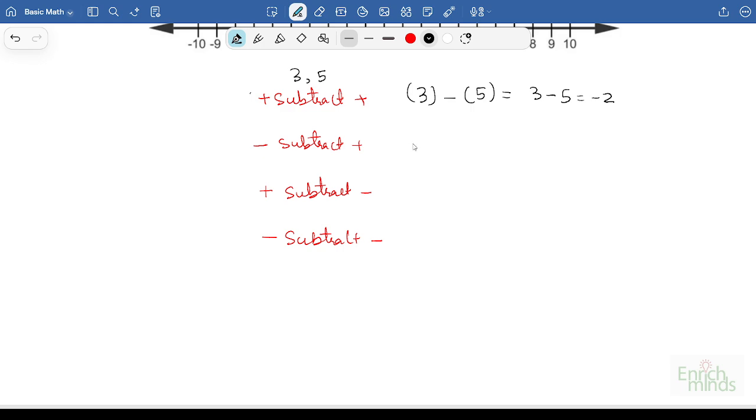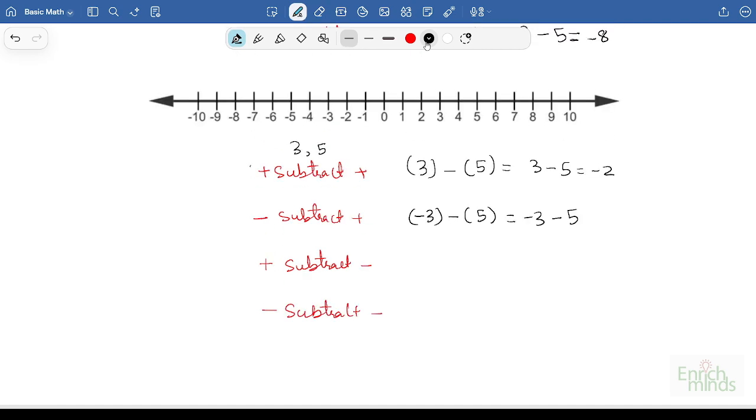The other case here is a negative 3 and a positive 5. So you are taking away 5 from negative 3. So no matter what number you have first, as a minuend, you are taking away 5 from it. What happens here on the number line? So we start at minus 3, and since we are subtracting, we move back further. So you will get to minus 8.